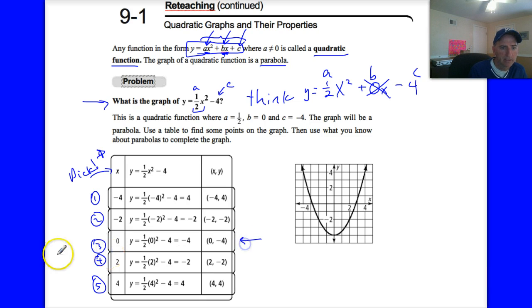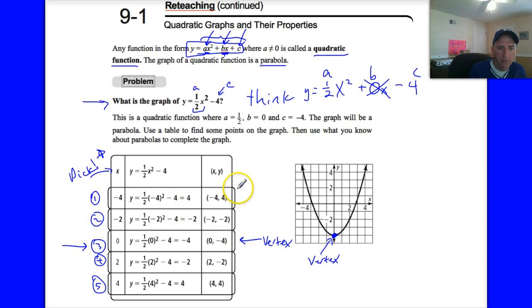The third point is 0, negative 4. I like how it's organized. And let's look at where that is. That's right here. That is the vertex. Okay, so the vertex is listed as the third point, and I really like that because, let me show you something.